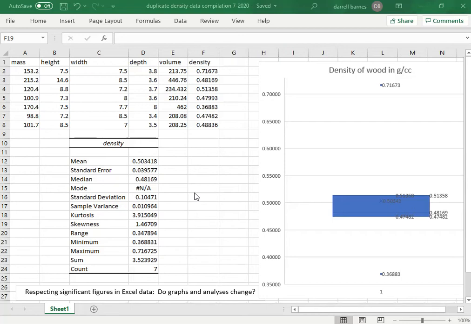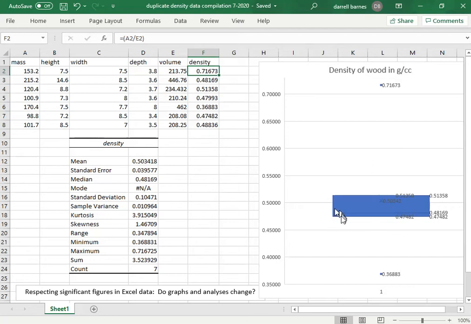Hey, this is Brother Barnes, and I'm going back to my old high school teaching days. I can remember talking about significant figures with my physics and chemistry classes, and I want to honor the same in my density experiment. We took the mass of some wooden blocks, we measured height, width, and depth, and remember we used some formulas to calculate volume and density.